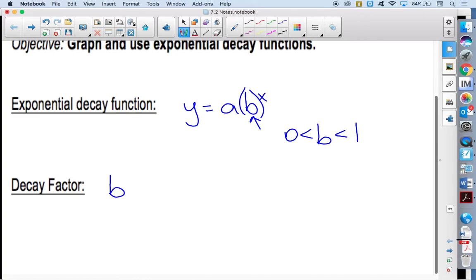Wait, why can't b be less than 0 again? Having a negative number actually flips the graph. Remember when we put a negative in front of a parabola, it makes it go down. So it's more of a reflection of the graph, not making it grow or decay. Good question. Other questions?